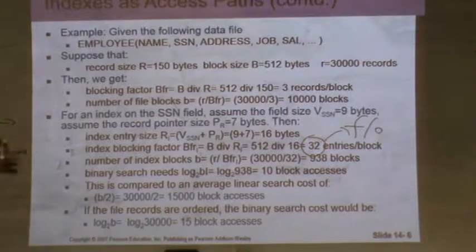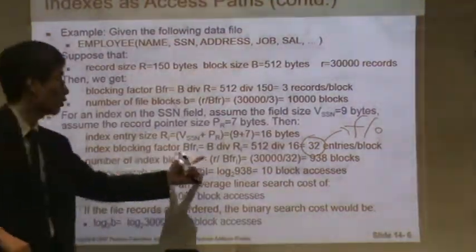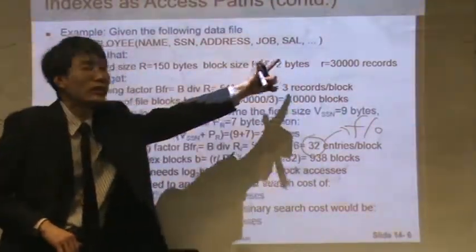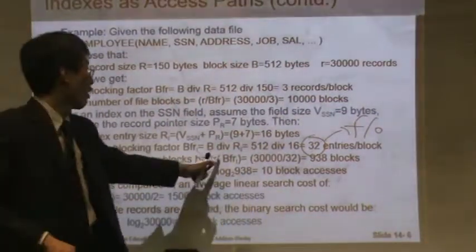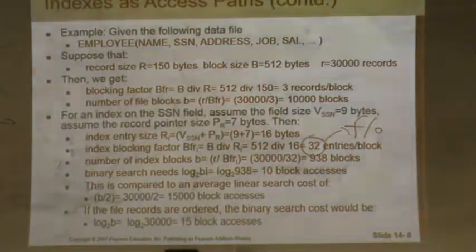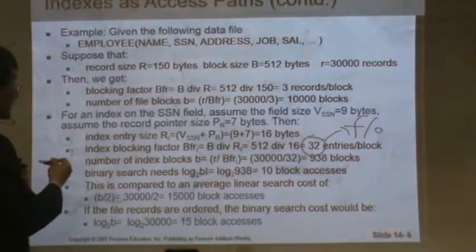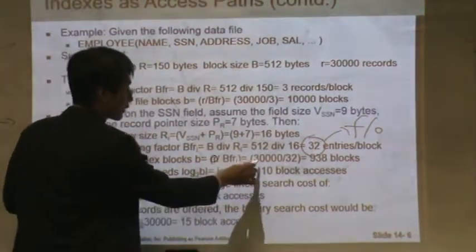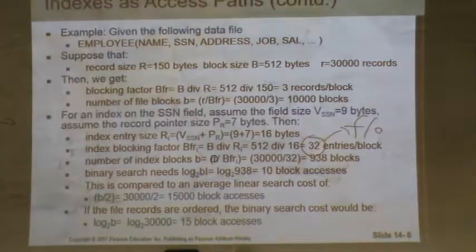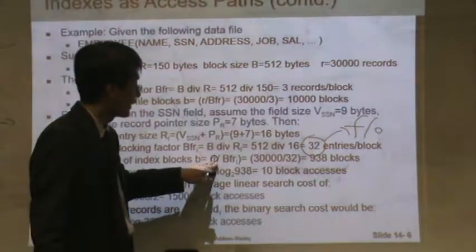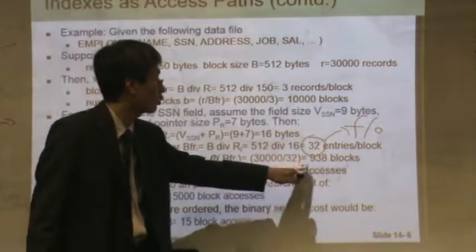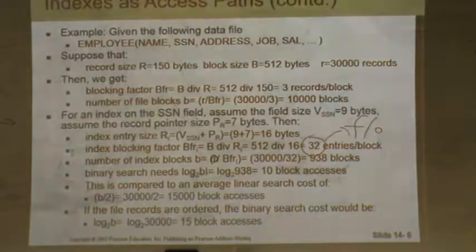Then how many blocks do we need for the index? In this case we are going to build a dense index, which means one entry for each of the 30,000 records. So 30,000 index key entries divided by 32. In total, we need 938 index blocks. Then, how can we search?